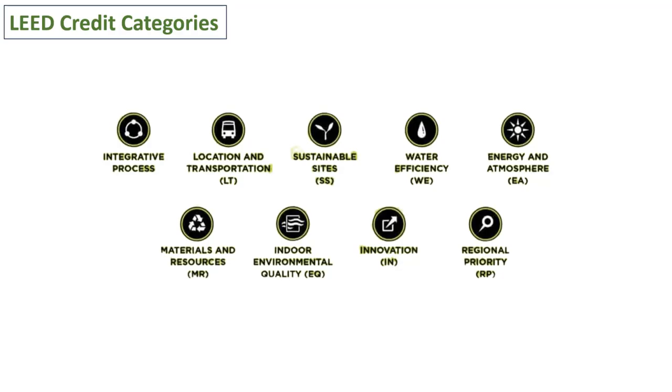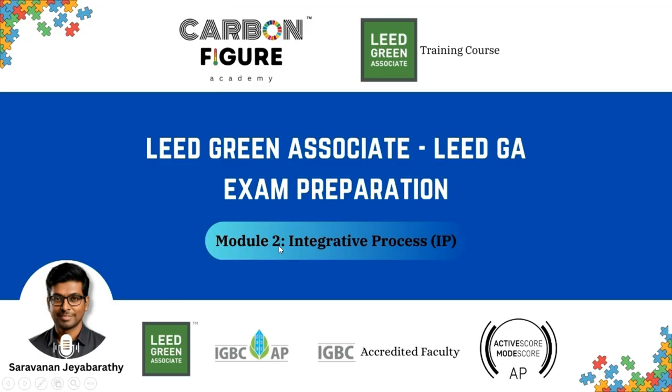Ultimately, what you can take away from this session is that any green building framework sits on these major 5 things: site, water, energy and atmosphere, material, and indoor environmental quality. These 5 will be there in all the green building certification frameworks, right? So in the next session, in the next module, we will talk about the first credit called integrative process.